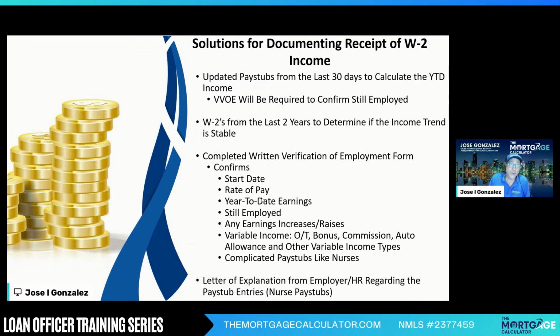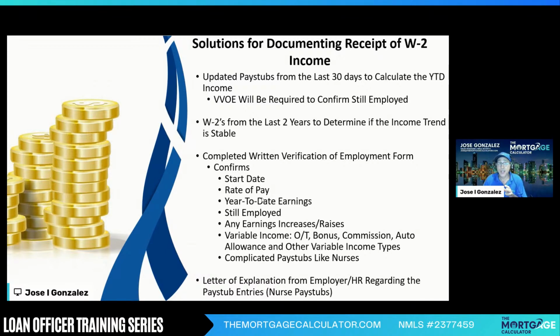So again, the written verification of employment form is going to confirm the start date of the borrower. In case they started sometime during the year, not on January 1st, you're going to need that start date to calculate the prorated year to date earnings, right? The rate of pay is also documented on the form, along with the year to date earnings of what is considered base pay.